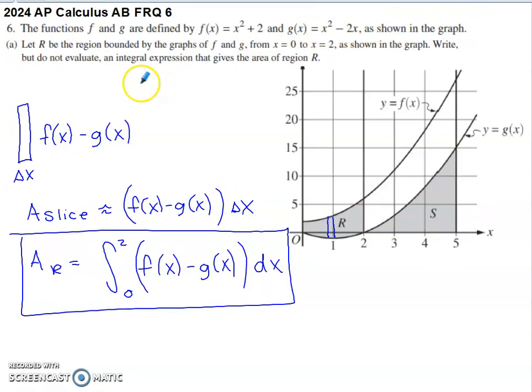So part A says we're going to let region R be bounded by the graphs of f and g from x = 0 to x = 2, as shown in the graph, but do not evaluate an integral expression that gives the area of the region R.